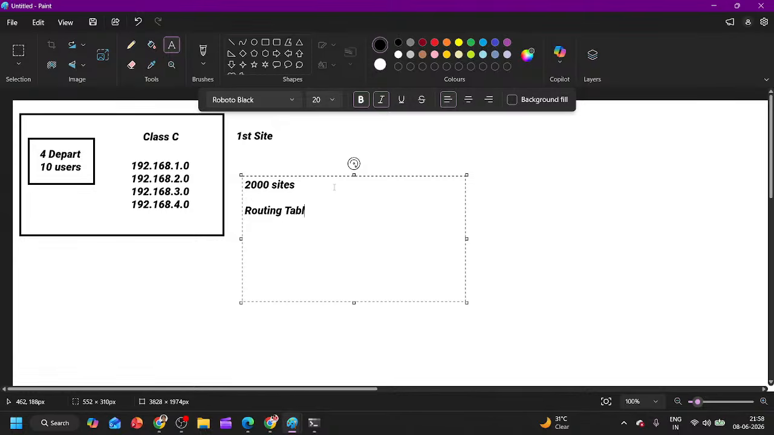Routing table size: 2000 multiplied by 4, means 8000. Okay, if your router can handle 8000 routes in the routing table, you can use Class C IP addresses.